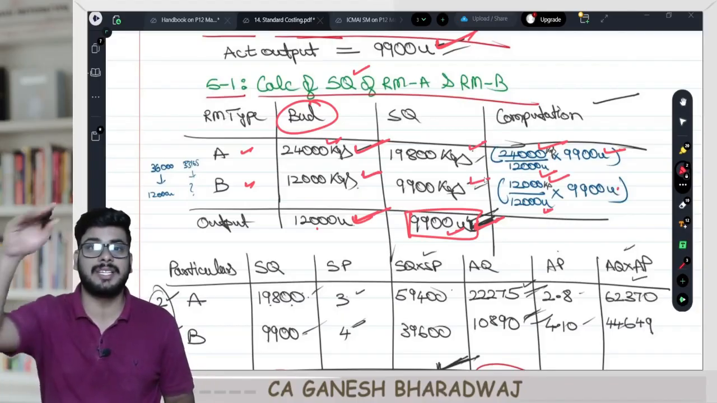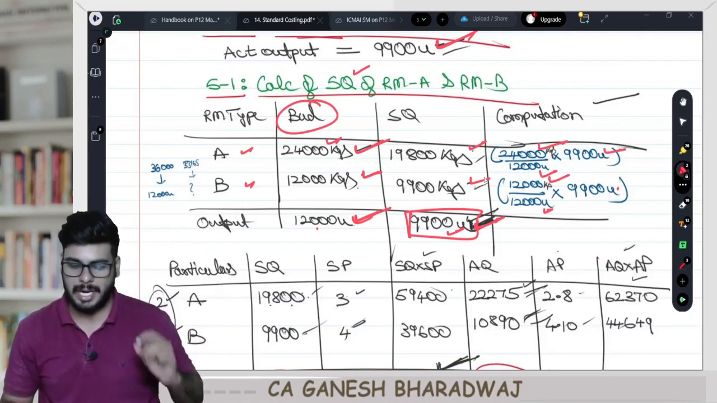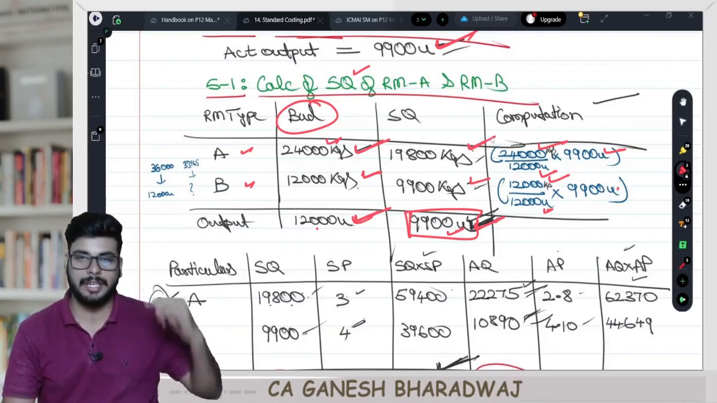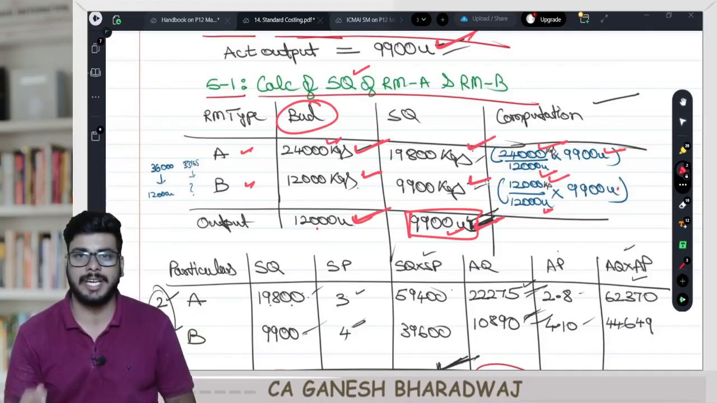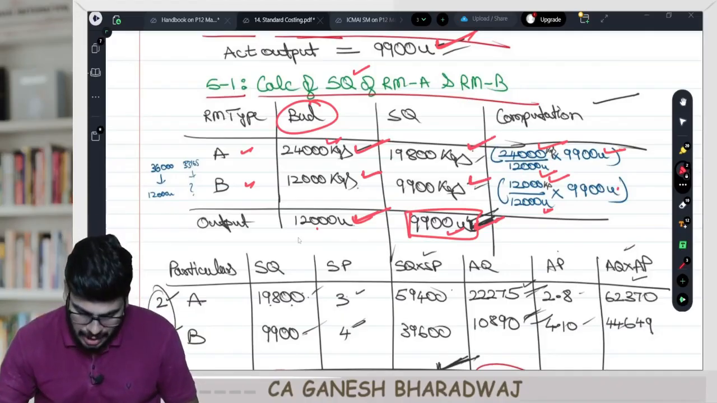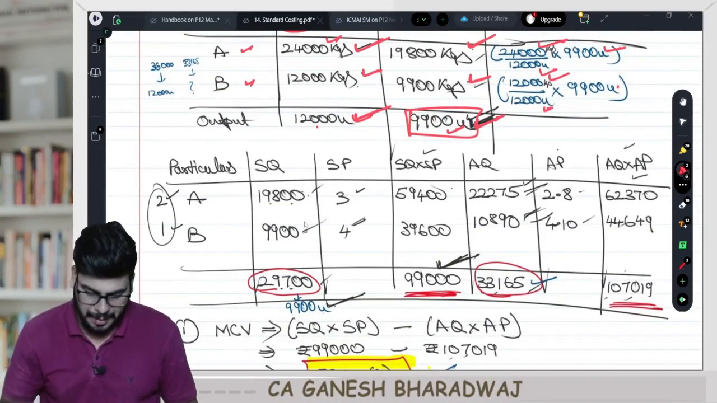With this, we get the standard quantities of raw material A and B, which is 19,800 kgs of A, 9,900 kgs of B. Clear with this, guys, right? Now what do we do? Yes, now we can prepare the statement.